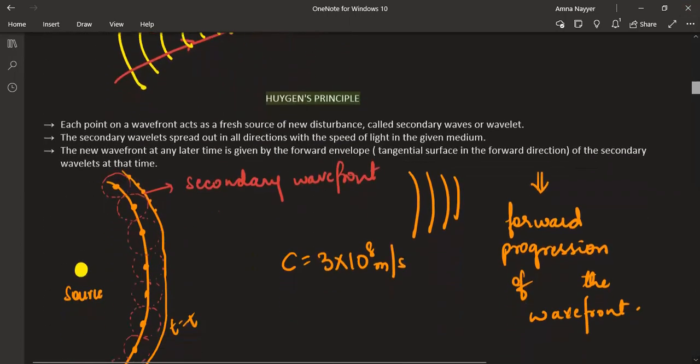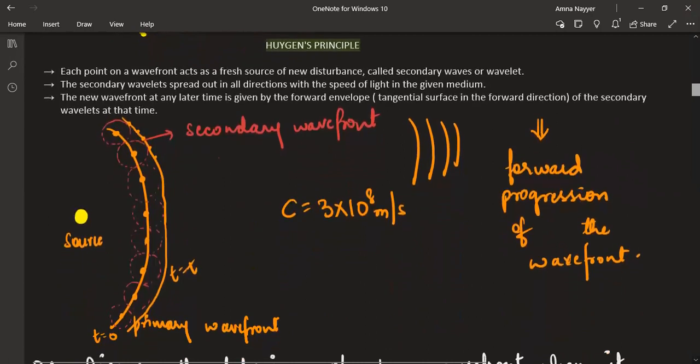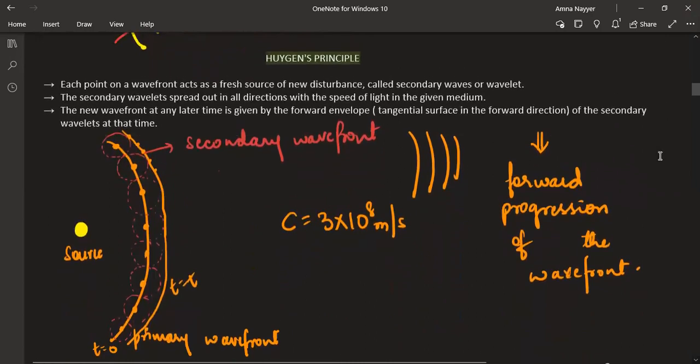Then you have Huygens principle. This is the most important topic from this lesson, because if any theoretical part is asked, questions are usually asked from this part. Describe or state the laws under Huygens principle. Or, if directly the word is not mentioned, indirectly it will ask how the forward progression or propagation of the wavefronts occurs. So then you have to describe.